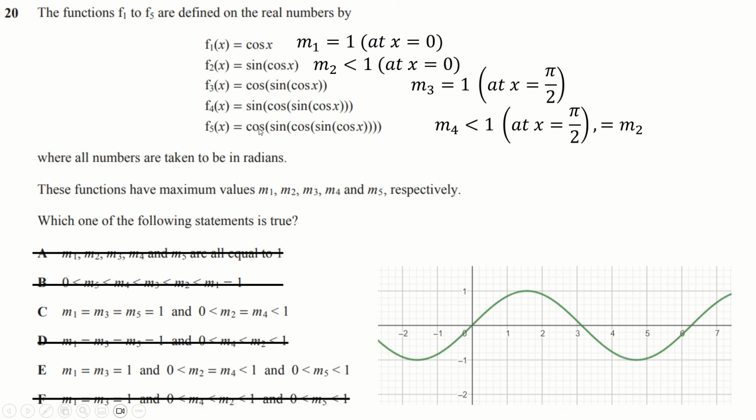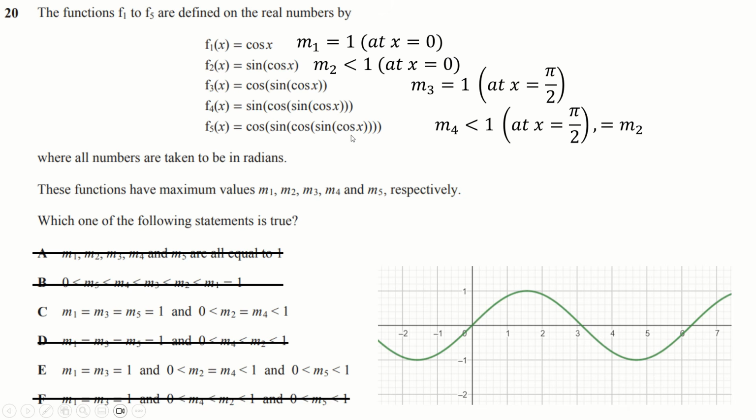Now, cos of what gives me 1? Well, cos of 0 gives me 1. So I need to make this thing 0. Now, sine of what equals 0? Well, that's sine of 0, right? So I need to make this thing here 0, just working back and back and back. Now, cos of what gives me 0? Well, that's cos of pi over 2. So can I make sine of cos of x pi over 2?